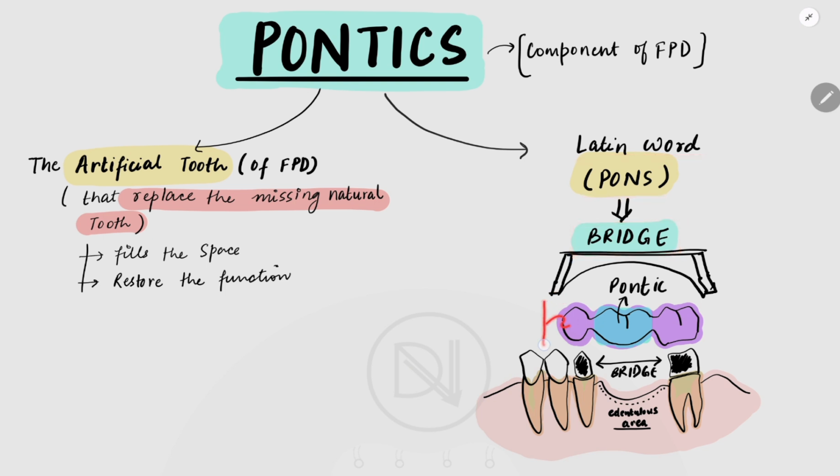So here in this diagram, you can see this is the FPD, alright? And these two structures which are in purple color are retainers as explained previously. And the one which is in the blue color is the Pontic. Here you can see that this Pontic is going to fill the missing space, the edentulous area over here. And it will make a structure of a bridge. That's why it has been named Pontic.